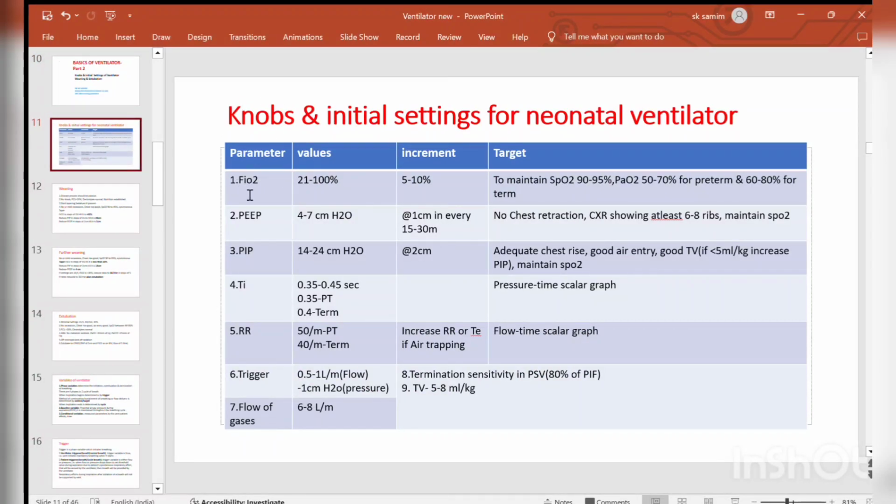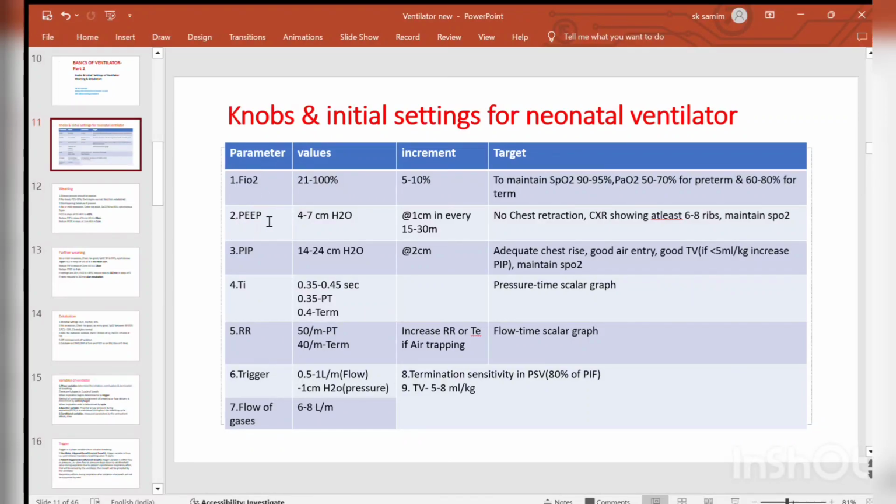These are FiO2, PEEP, PIP, TI or inspiratory time, RR or respiratory rate, trigger, flow of gases, termination sensitivity, and tidal volume. FiO2 is set between 21 to a maximum of 100%, and it is increased at the rate of 5 to 10% to maintain the SpO2 at least between 90 to 95%, PO2 50 to 70 for preterm, and 60 to 80 for term. In neonatal resuscitation, FiO2 is set at 21% for term babies and 30% for preterm babies.